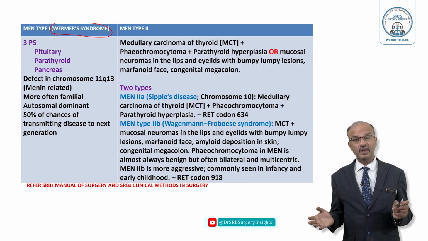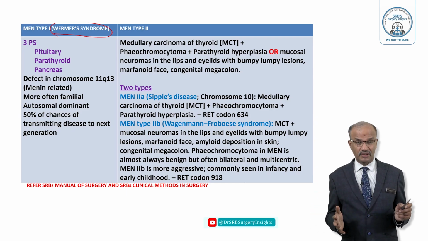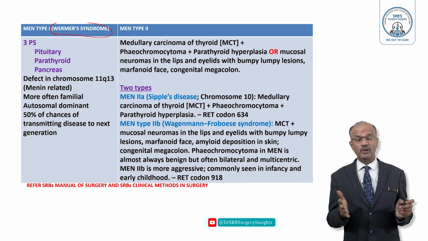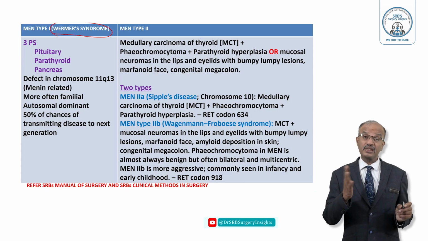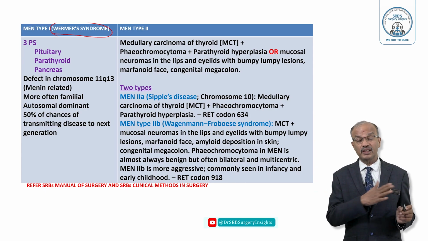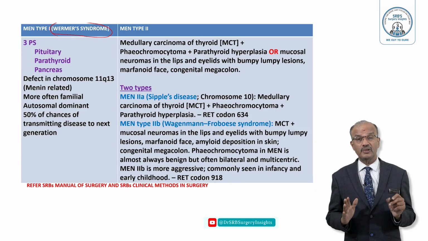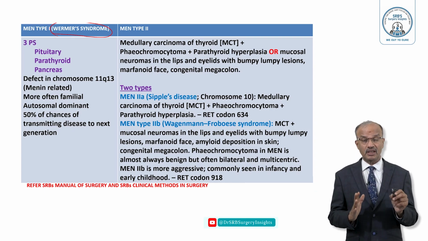There are so many causes. Osteoporosis, early aging, diabetes, they develop everything. So their life expectancy is very low, less than 40 or around that. So that is Werner's syndrome. So spelling is important. That is different. In MEN syndrome type 1, it is Wermer's, WERMER.